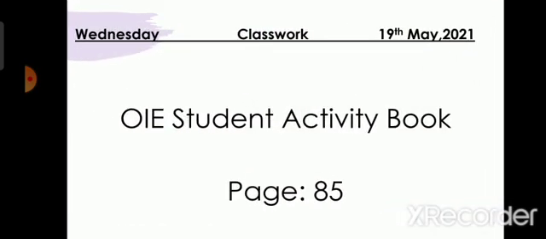Now it's time for the written work. So please open up your OIE student activity book, page number 85. First, you have to draw a line. Then you will write day, date and classwork as you can see on the slide. Today it is Wednesday, 19th May 2021. In the middle you will write the classwork. Yes, you have to open page number 85.